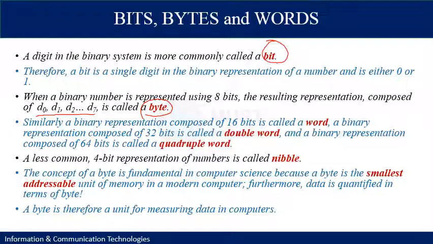So similarly, a binary representation composed of 16 bits is called a word. A binary representation composed of 32 bits is called a double word, and a binary representation composed of 64 bits is called a quadruple word. A less common representation is a 4-bit number, which is called a nibble.